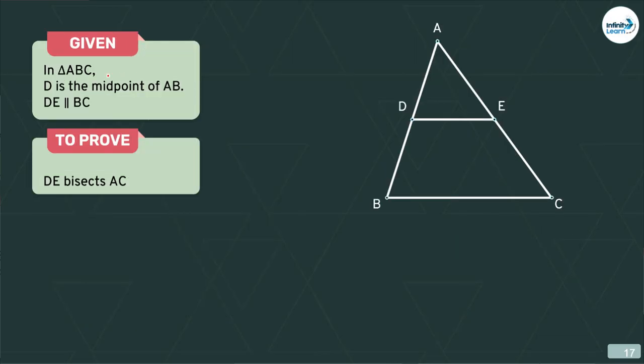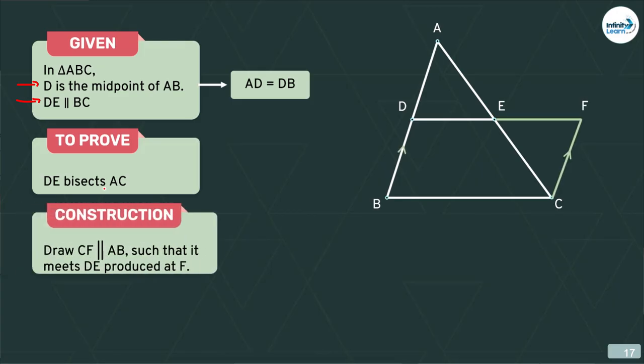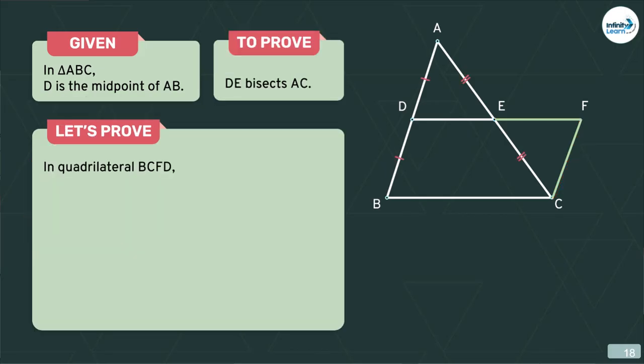चलो, what is the given data? D is the midpoint and DE is parallel to BC. We have to prove DE bisects AC. If D is the midpoint of AB, and construction is the same way as we have done in the midpoint theorem. Draw CF parallel to AB, extend DE till point F. Again same procedure है, बस congruency वही, we have to prove the same thing.